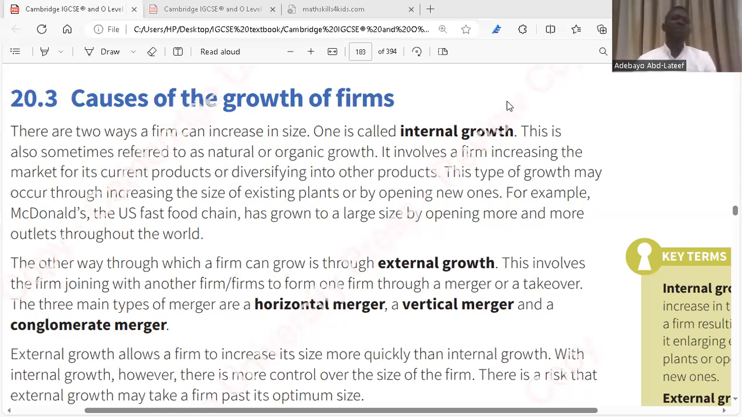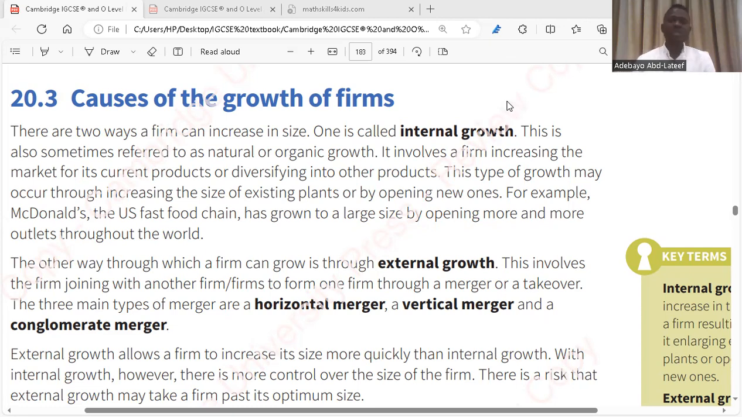We continue with causes of the growth of firms. We said they are small firms. When you talk about growth, it means a small firm that is emerging to become big. That is what growth is about: becoming bigger in size, in height, in output. Yes or no? Yes. So there are two ways a firm can increase in size.